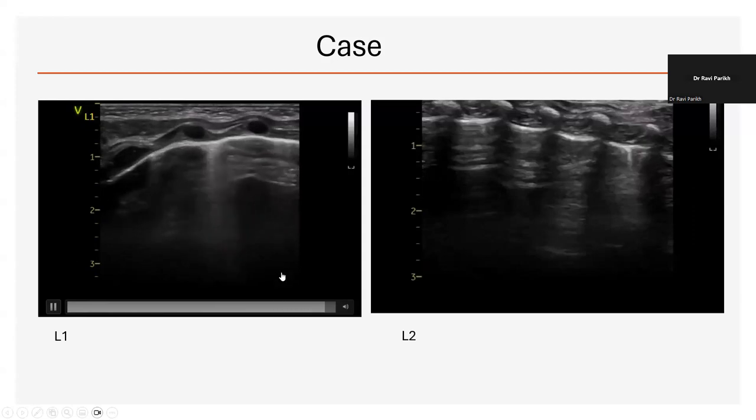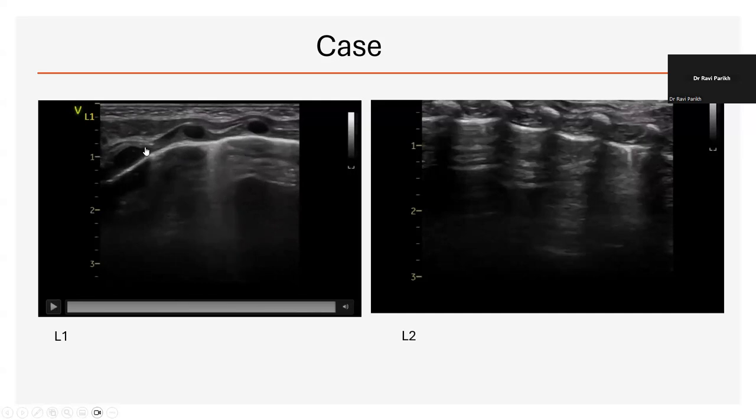There is some A profile. Very good. And there are also some B lines, but not coalesced. So I would say it's mostly A profile. Not pathological B lines. So reasonably well aerated lung, left upper anterior. Okay. Maybe one big B line in the middle, possibly, yeah. Maybe a double lung point. Possible. Maybe well aerated lung. Maybe those are A lines over here.